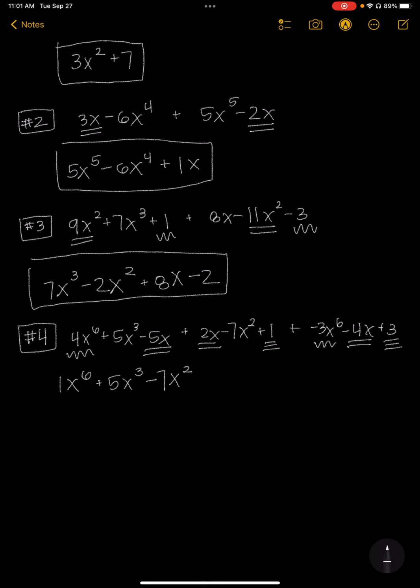The next one is just x's, which we have a couple of them. We have a negative 5x and a negative 4x. So negative 5 and negative 4 make negative 9, and we just tack the x onto it. And then the last thing is anything without any variables, which is 1 and 3, and 1 plus 3 is 4. And this is my final answer. So there we have it, how to add polynomials.